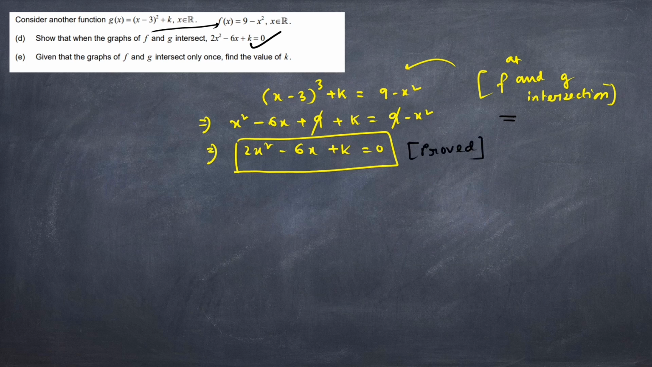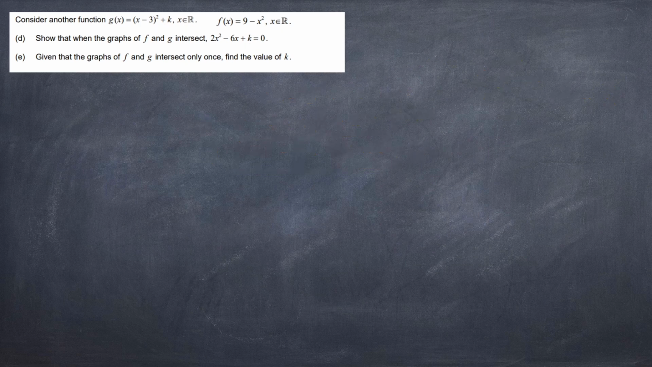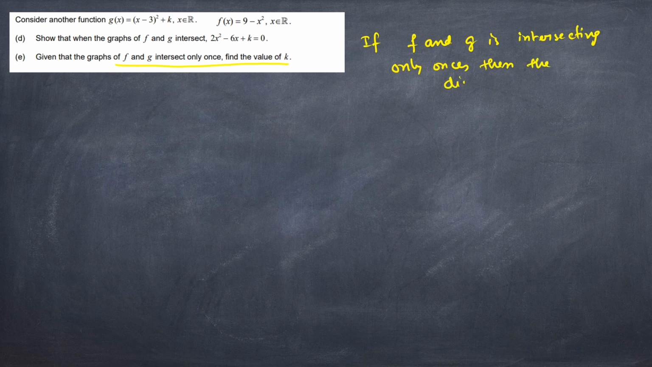Now what we will do in the next part. Given that the graphs of f and g intersect only once, find the value of k. So f and g intersecting only once, it means if f and g are intersecting only once, then the discriminant is equal to 0, or we can say delta equals to 0. Now the formula for discriminant is b square minus 4ac. Now see the part.